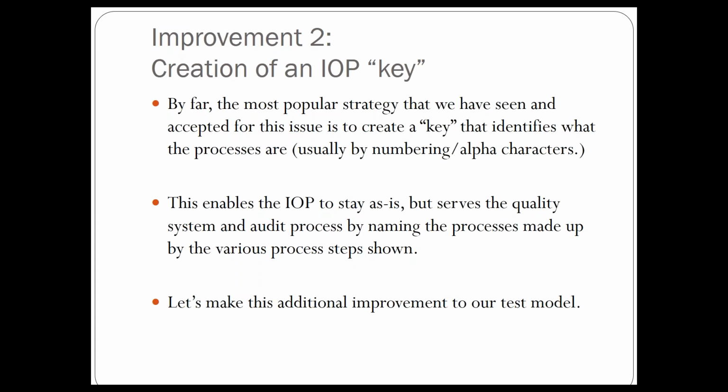Now, the other step that we're going to take is we're going to create an IOP key. Now, this is a popular strategy that we've seen, again, where the idea is that we don't want to modify the original IOP. We want to retain the work that was done. But at the same time, we want to be sure that we've identified what the actual processes are. So a key could be numbering, it could be alpha characters. We are actually going to use color coding for our process here. So let's take a look at what that looks like here.